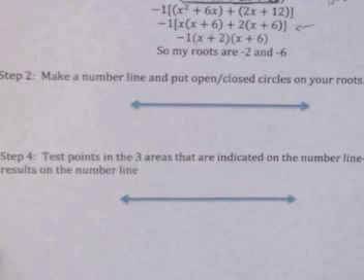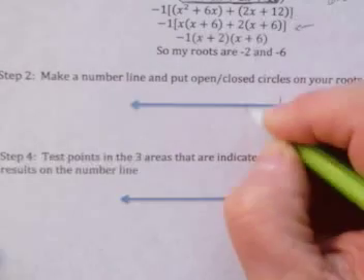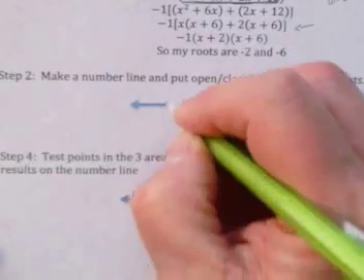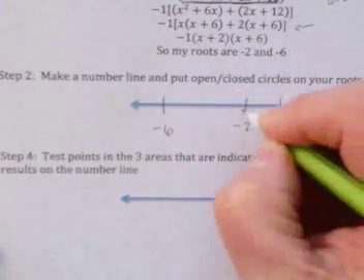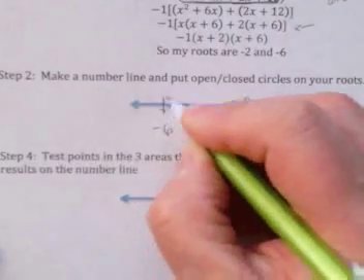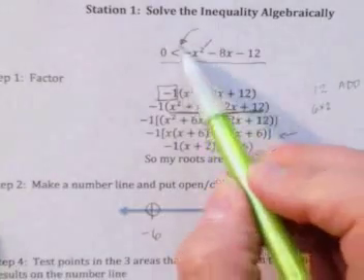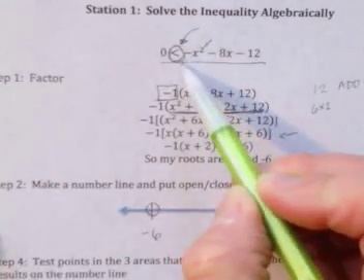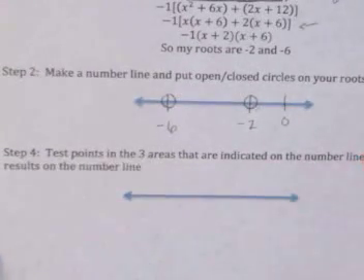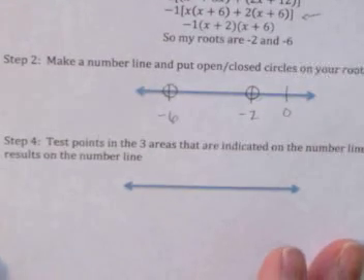So most of the hard part's over. So the next step in solving something algebraically is to make a number line and put open or closed circles on your roots. So I'm going to make a number line and indicate my 2 roots. And I'm choosing to put open circles right here and right here because in the original problem, if we go up and look at the inequality symbol, there's no equal to there. So I would use an open circle. If I had an equal to, I would color those circles in, indicating that the equal to value was true.